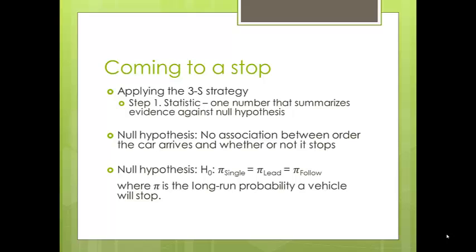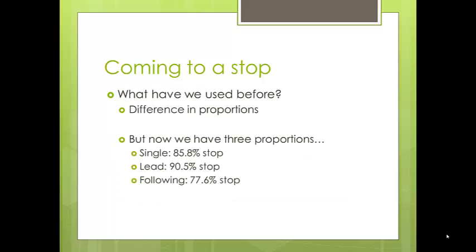Now keep in mind that a statistic is, as the word suggests, a single number, not multiple numbers, that summarizes the evidence against the null hypothesis. As a reminder, the null hypothesis in this data set is that there's no association between the order the car arrives and whether or not it stops. That is, that the proportions are the same in each of the three groups.